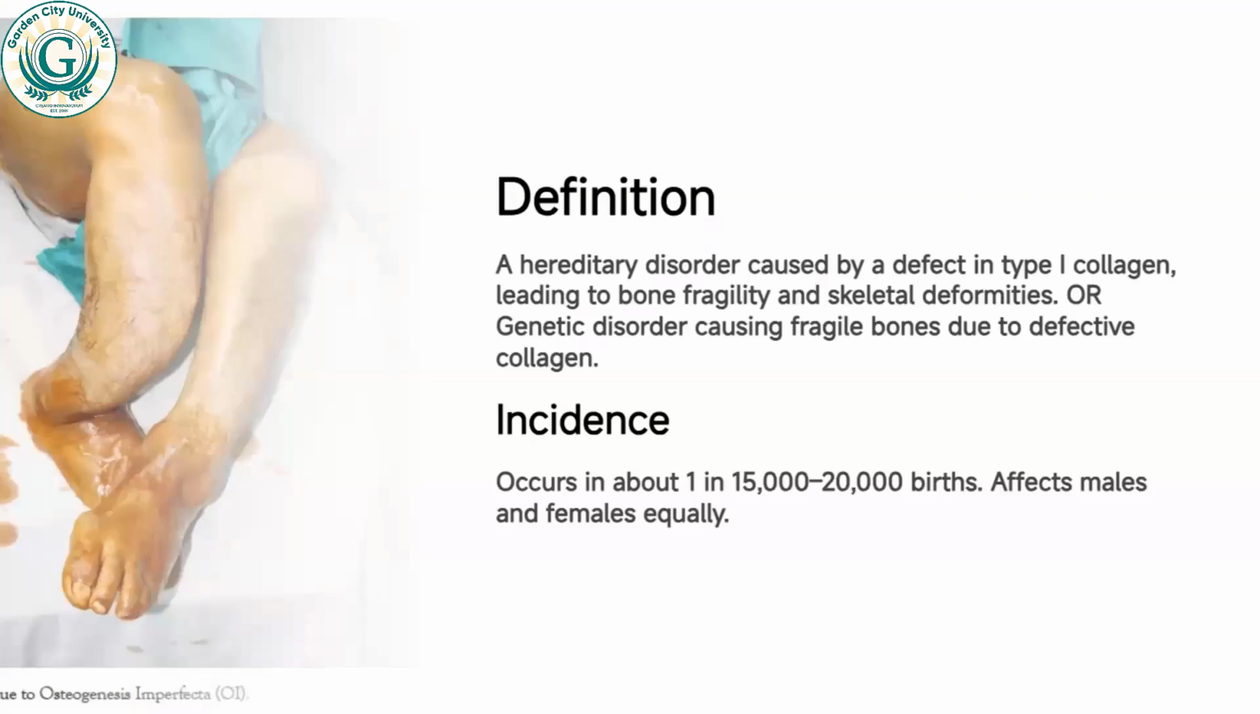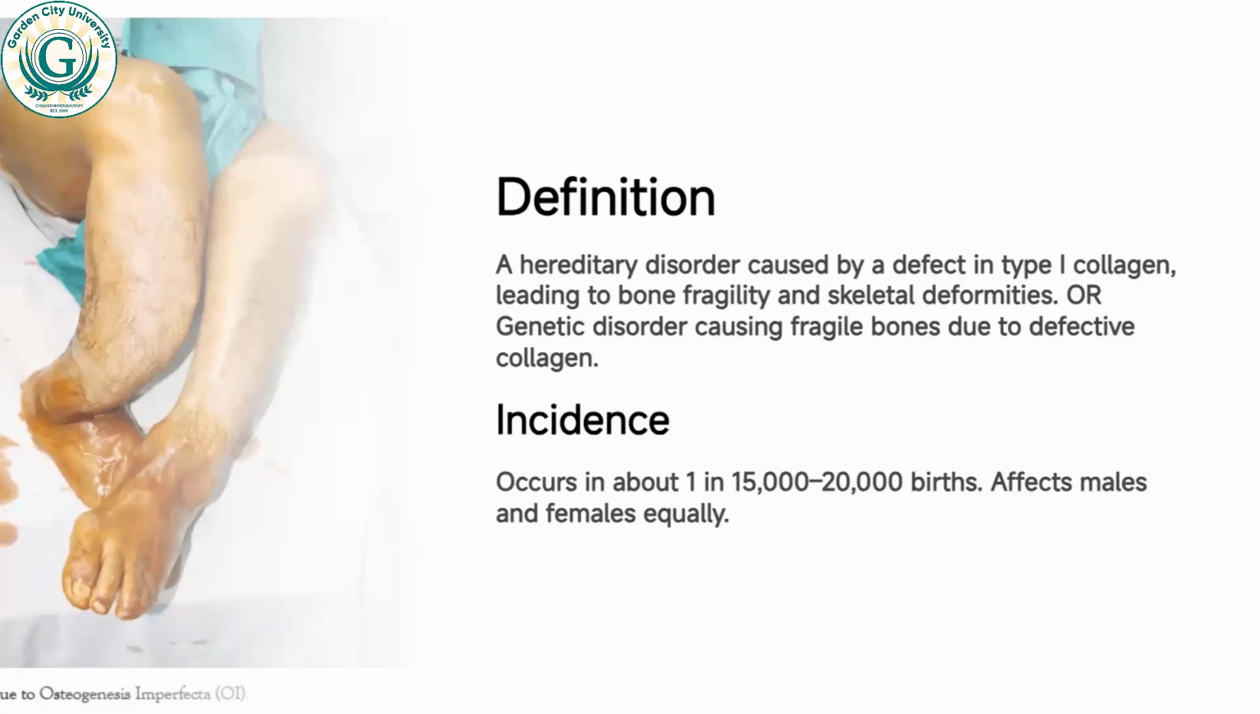So it's a hereditary disorder caused by a defect in type 1 collagen leading to bone fragility and skeletal deformity, or it's a genetic disorder causing fragile bone due to defective collagen. We know collagen helps us in what? In bone healing. So we have a situation whereby you give birth and they have that defect of that collagen.